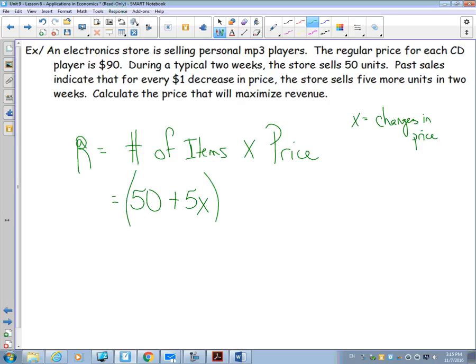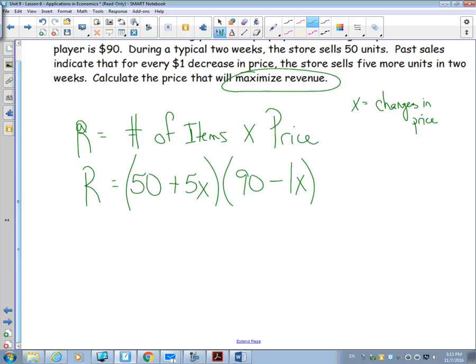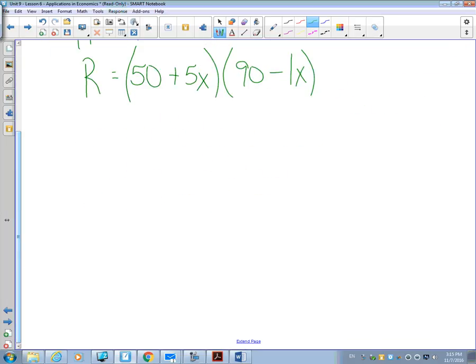Our price, what happens to our price? Well, we normally sell it for $90, but we might decrease that to increase our sales. We're going to decrease it $1 each time. And this will give us sort of an expression for our revenue. Now, I want to maximize this revenue. In other words, I want to take my derivative and set it equal to 0. But the format I'm in isn't great for doing derivatives.